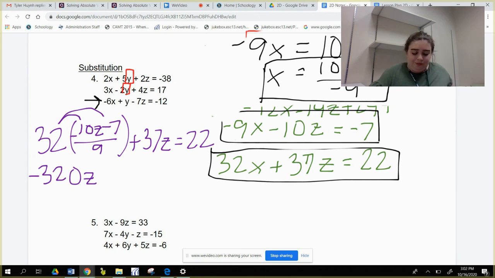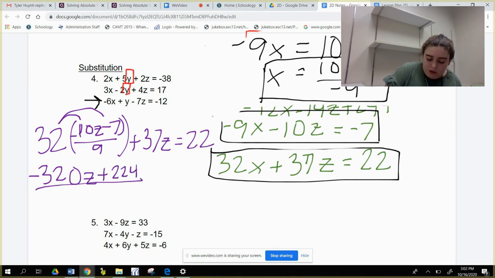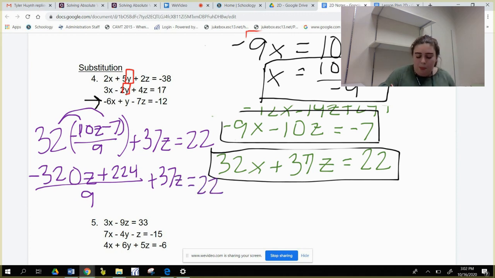And then if we distribute this negative that was in front right here, that's going to be a plus 7, okay? So 32 times positive 7, it's going to be 224. And then that was all over 9, okay? And then we have plus 37z equals 22. All right.